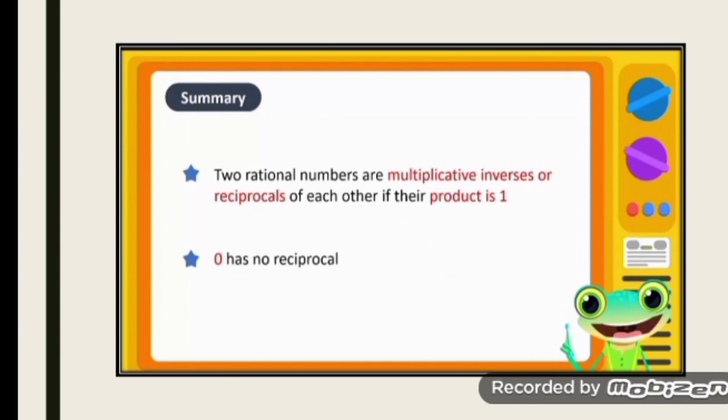We can also define multiplicative inverse or reciprocal as two rational numbers are multiplicative inverses or reciprocals of each other if their product is 1. And the result which we get from here is that 0 has no reciprocal. All the rational numbers have reciprocals or multiplicative inverses except 0.